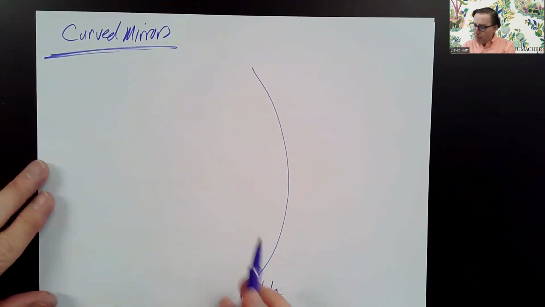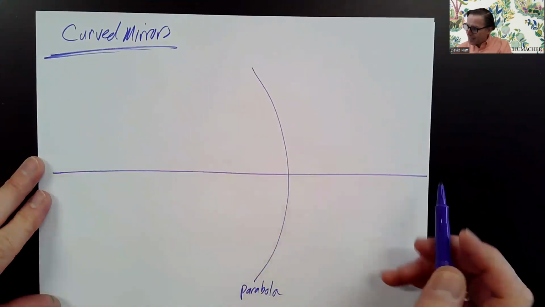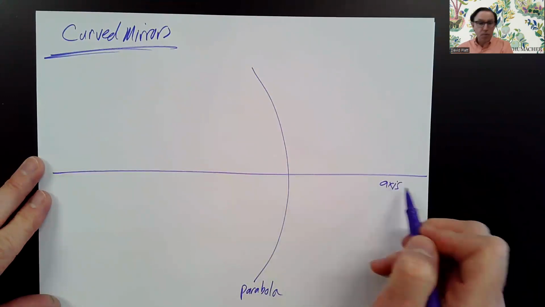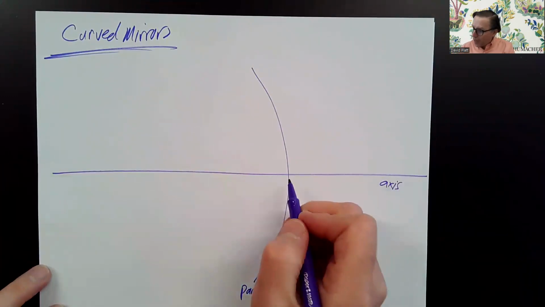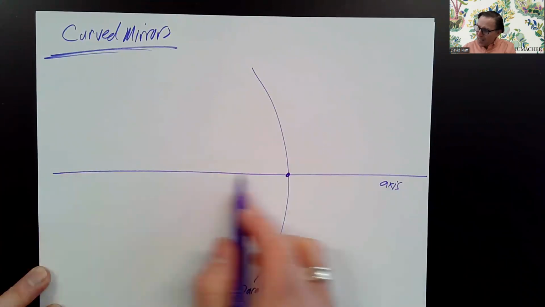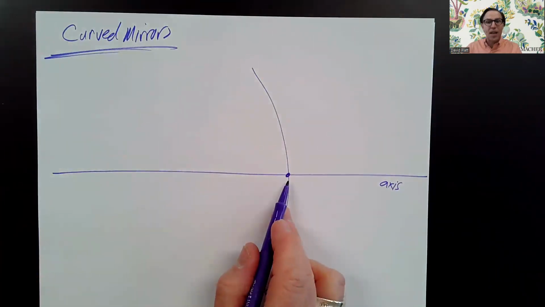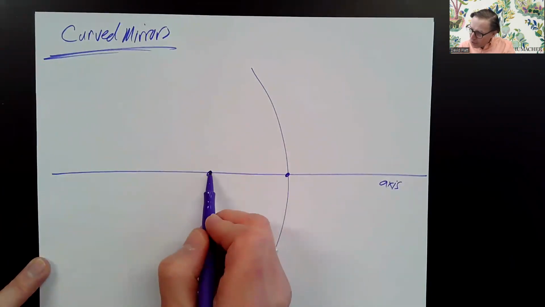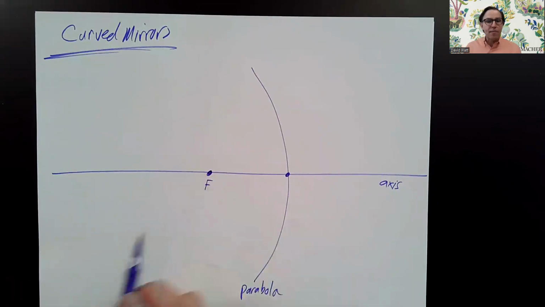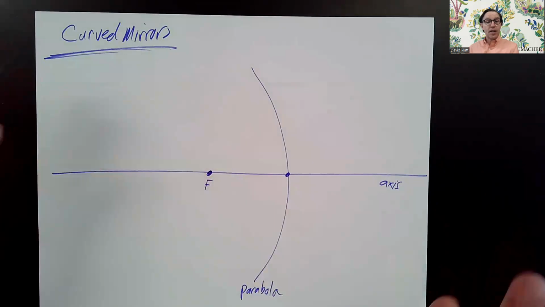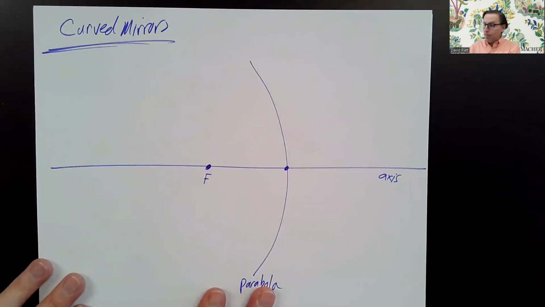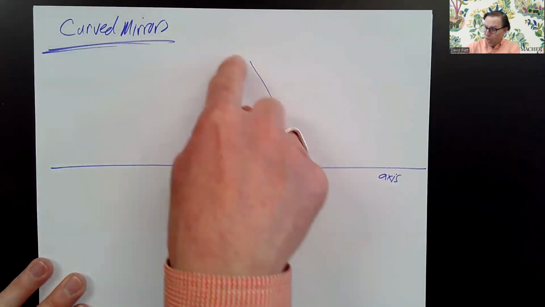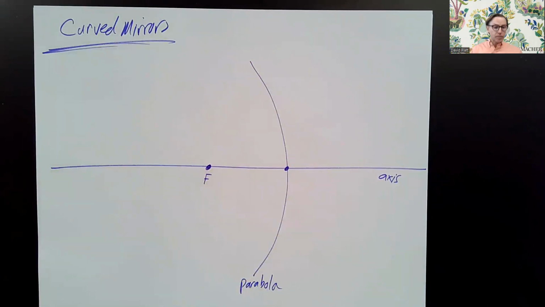And if it's shaped like a parabola, it has an axis, because parabolas have axes. What do I call the point where the axis and the parabola meet? You know, that's called the vertex. And you also probably remember from your math class that there's a special place, little f, called the focus. So there is my parabola, my parabolic shaped mirror.